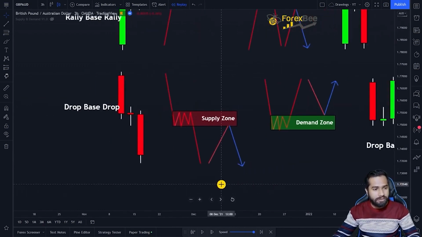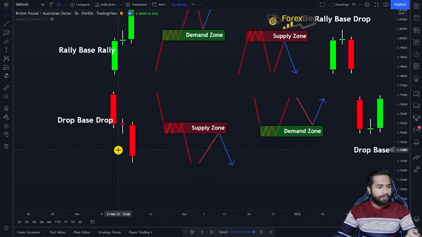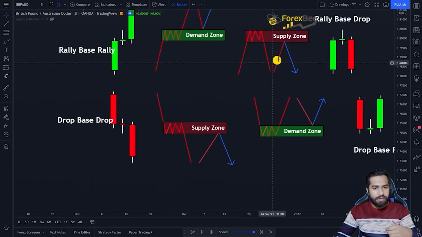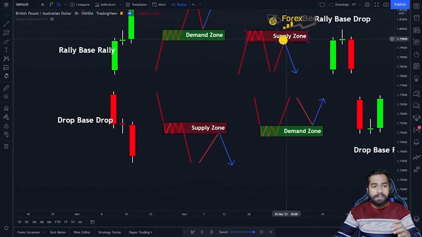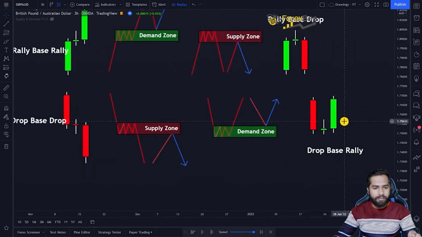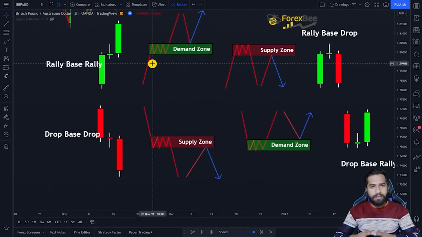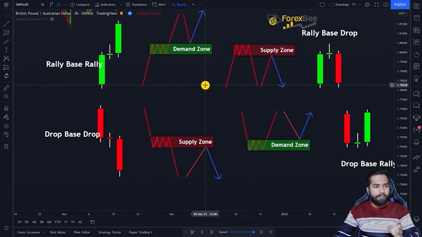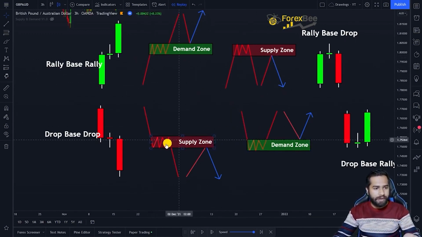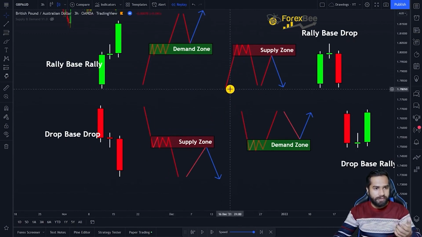Okay, so this is how supply and demand zones work. And similar to this drop based drop supply zone, the rally based drop supply zone works in a similar manner, and this drop based rally demand zone works in a similar manner to the rally supply zone. The trading psychology behind these zones is the same. The demand zones, no matter what type it is, the trading strategy behind that is the same, only the market structure is different. So in both these demand zones we will place the pending buy orders, and in both these supply zones we will place the pending sell orders.